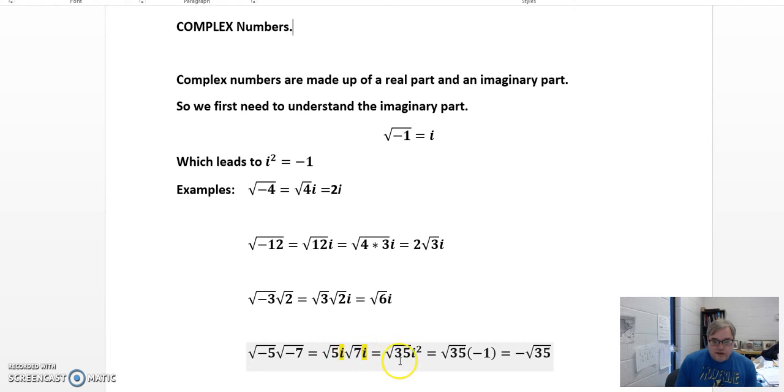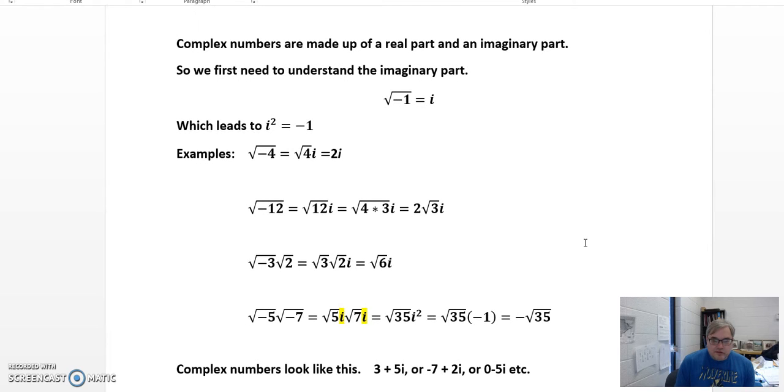Square root of 5 times square root of 7, square root of 35. i times i is i squared. And now you have to remember what i squared is. i squared is -1. Substitute that in, and the whole radical is negative. So that's a quick intro to imaginary numbers.